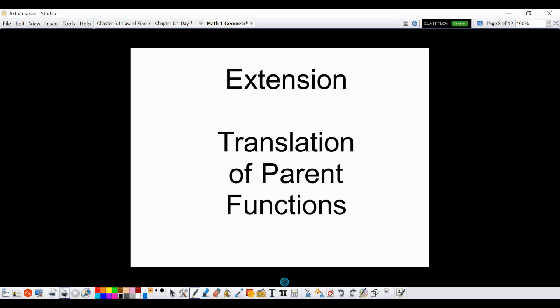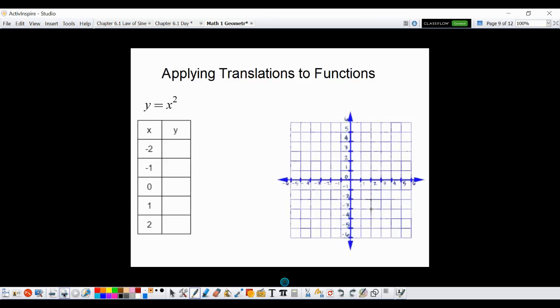All right, if you want to stick around, I am going to talk about an extension. So in Math 1, we are going to be translating shapes like triangles, rectangles, etc. However, in your future math classes, you're going to be translating functions. And this is important for us to know so that we can graph more easily.